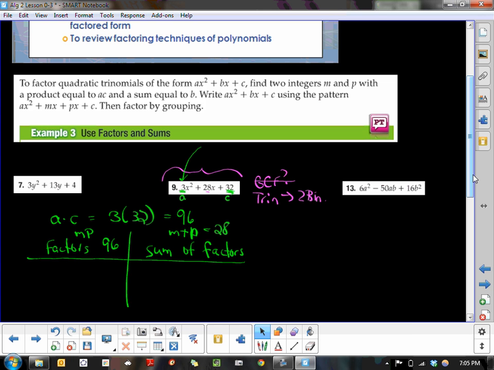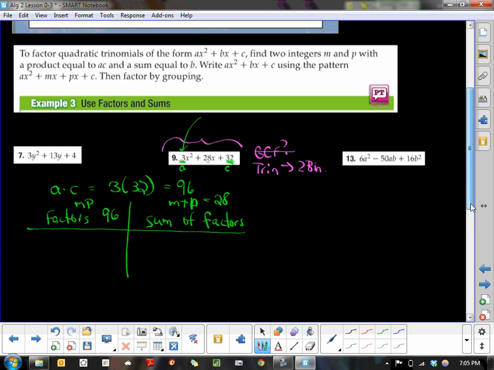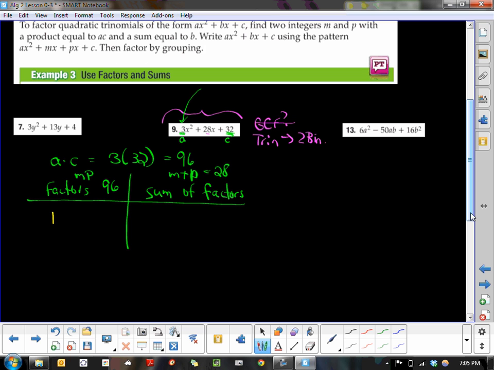Okay, so let's start with the most obvious factors. We can do 1 times 96, so 1 and 96. But 1 and 96 is 97. That's not what I want. I want a sum of 28. So disregard those. We can do 2. Since it's even, 2 goes into 96. So 96 divided by 2, half of 90 is 45, and half of 6 is 3. That'd be 48. But 2 and 48 is 50. It's not 28 like I want it to be, so I disregard those.